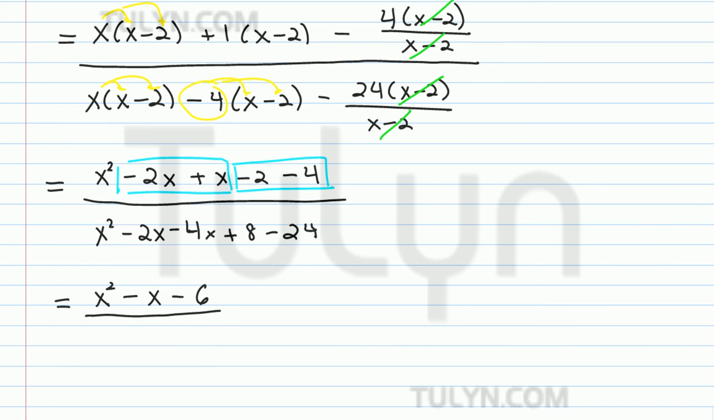And then in the denominator, we have a minus 2x minus 4x, and then we have a positive 8 and a minus 24. So we end up getting x squared minus, I was going to write 8 again, minus 6x, minus 8 minus 24 is 16, right? Yes, it's 16.